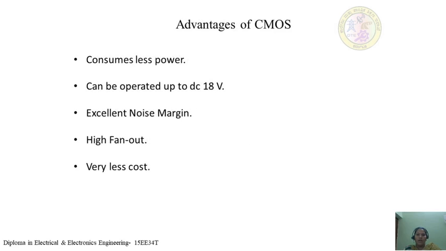Next we'll move on to the advantages of CMOS, complementary metal oxide semiconductors. It consumes less power. For the operation of the CMOS, it needs a very minimum amount of power. CMOS can be operated up to 18 volts. The CMOS ICs can withstand up to 18 volts.